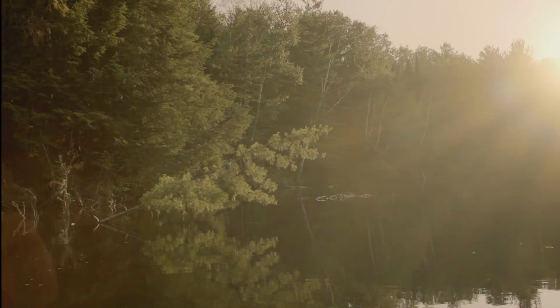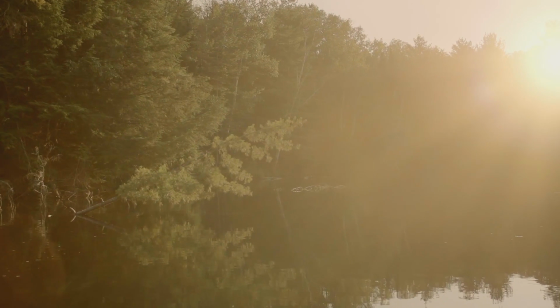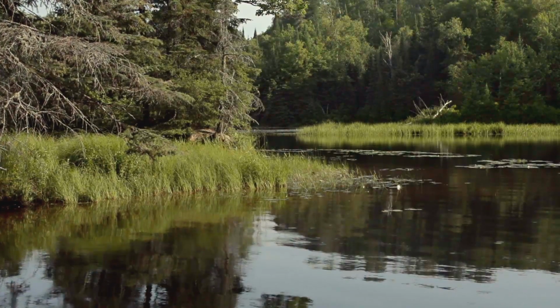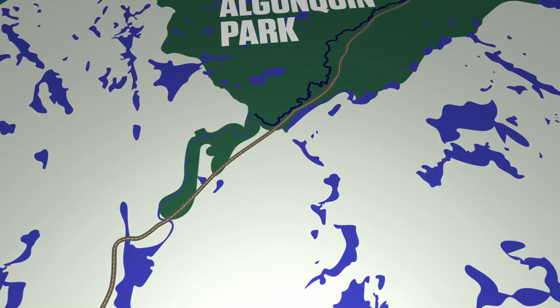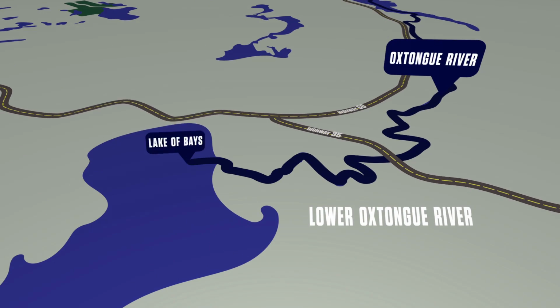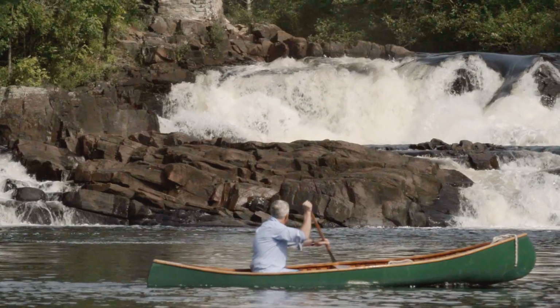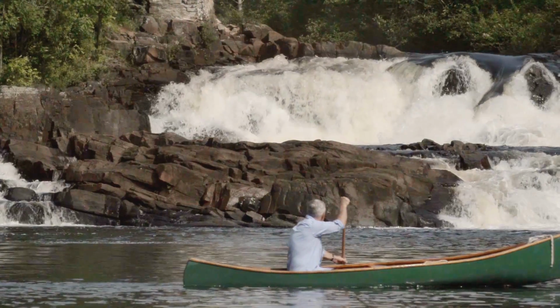Lake of Bays is the most northerly of the big Muskoka lakes. Following the last ice age, the torrent of water from the melting glacier created a spillway which the Oxtongue River now follows. The river originates northeast of here in Algonquin Park and flows 35 kilometers before it finally drops over Marsh's Falls to become the Lower Oxtongue River.